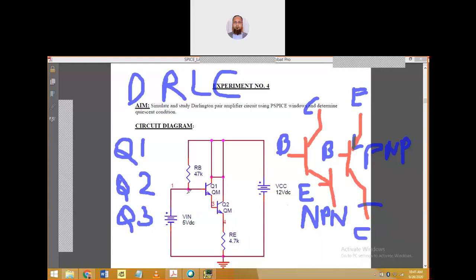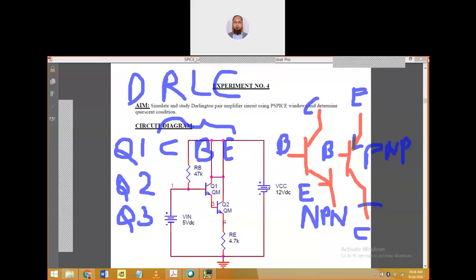Then how we write the terminals. We always write terminals in this format: C, B, E, independent of whether it is NPN or PNP. Whatever it is, we always write it as CBE. First we write the collector terminal, then the base terminal, and then the emitter terminal.